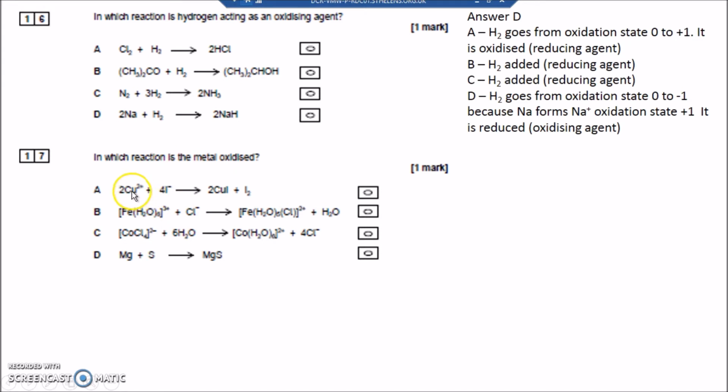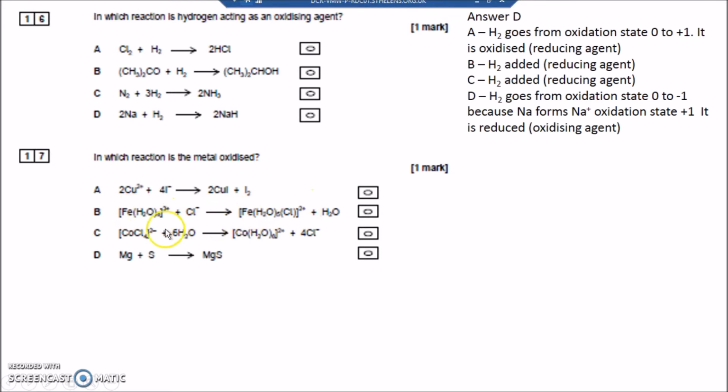In which reaction is the metal oxidized? Well, let's have a look. So the metal is copper. It's gone from 2+ here, and I is always -1, so the copper is in +1. It's gone from 2+ down to +1 because I is always -1. Halogens are always -1, so that's 2+ down to 1+. That's been reduced. The Fe here, waters are zeros, so Fe is 3+, and Cl's are minuses, so waters are 0, so that's a -1.